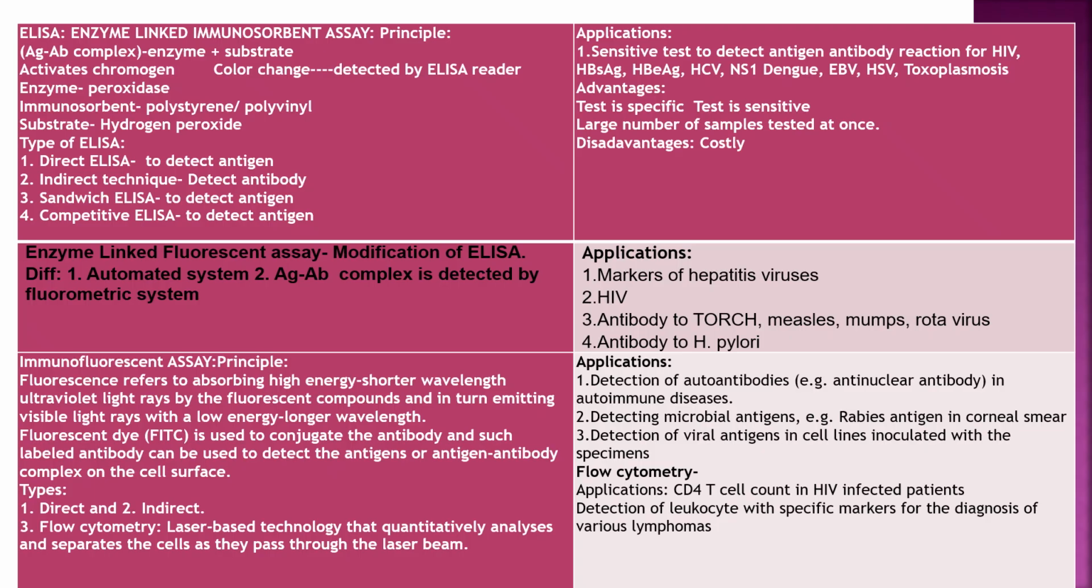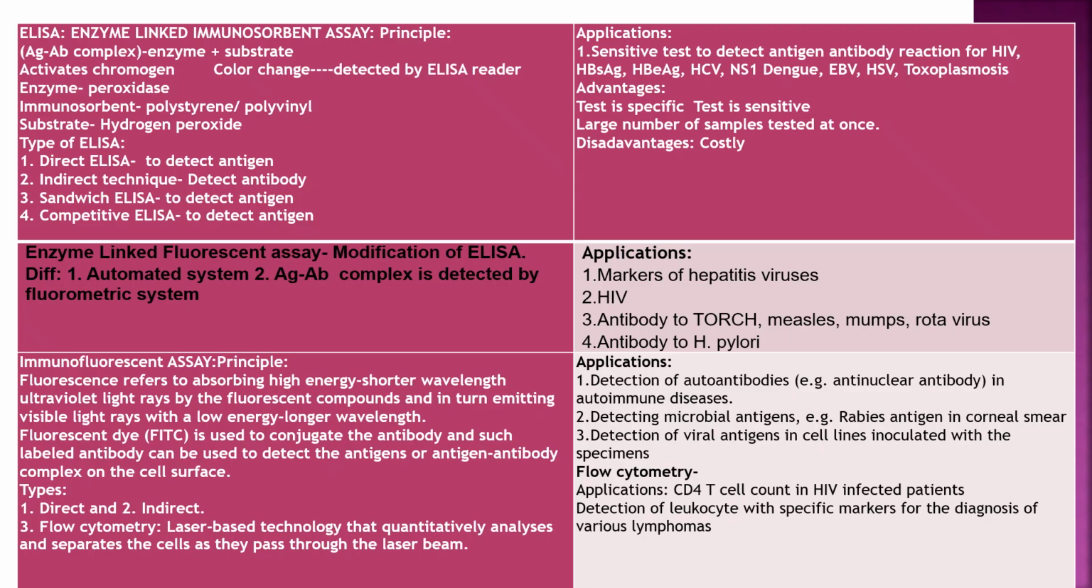Newer techniques. The first one is ELISA, enzyme linked immunosorbent assay. The principle: the antigen antibody complex is attached to the enzyme plus substrate, which activates chromogens, and then the color changes, and that is detected by an ELISA reader. The enzyme is peroxidase, the immunosorbent is polystyrene or polyvinyl material, and the substrate is hydrogen peroxide.